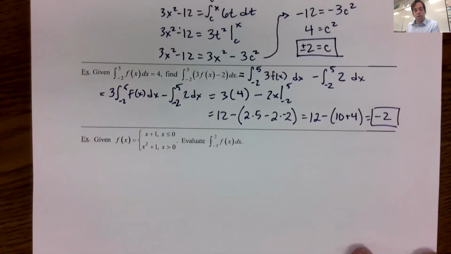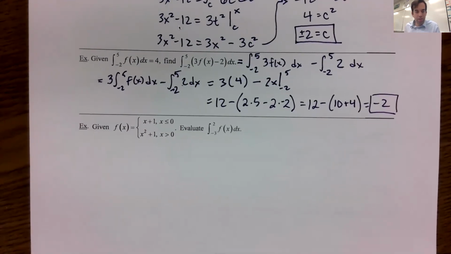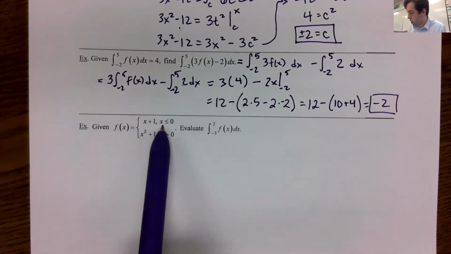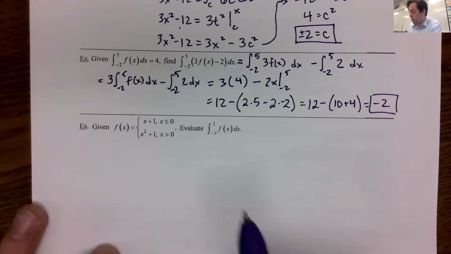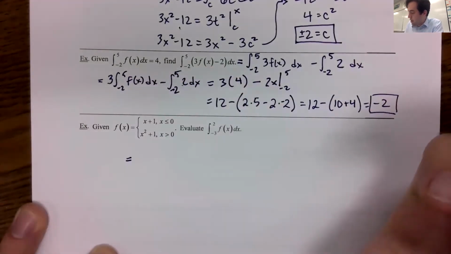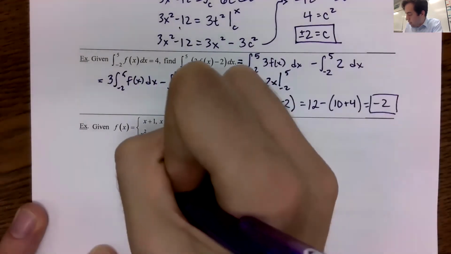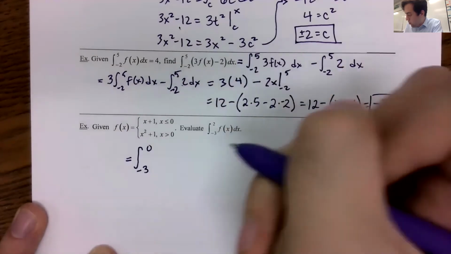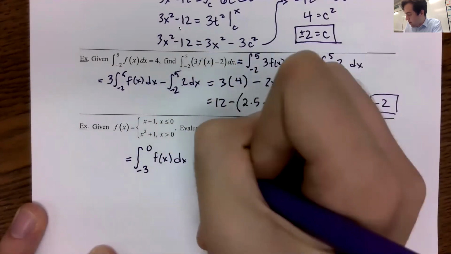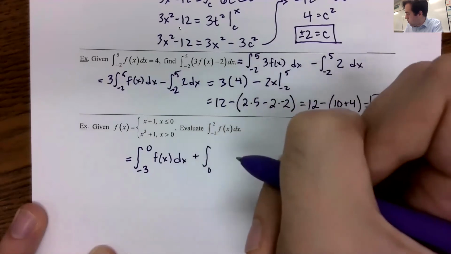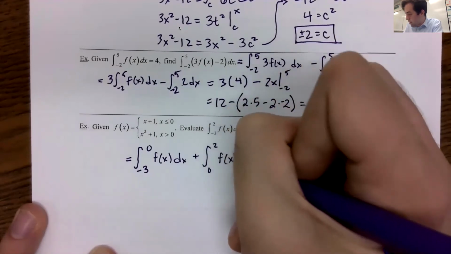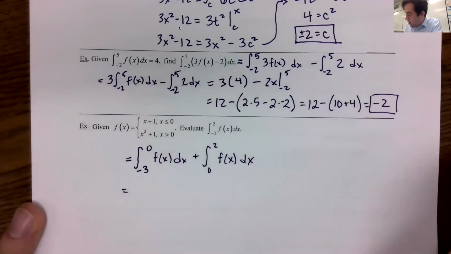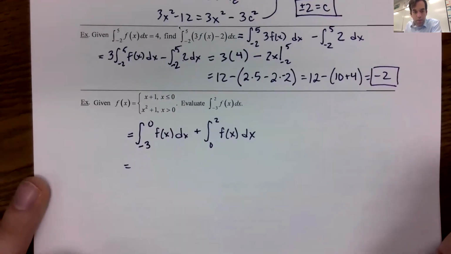Next question. Now we have a piecewise, and we're evaluating from negative 3 to 2 of f of x dx. Since this first chunk of the piecewise is valid for a domain or x values of less than or equal to 0, and the second chunk is for x greater than 0, what I'm going to do is separate this integral into 2 pieces, and we're going to go from negative 3 to 0 f of x dx plus from 0 to 2 f of x dx. And in our next step, I'm going to plug in the function.